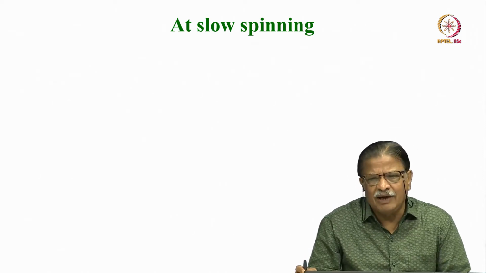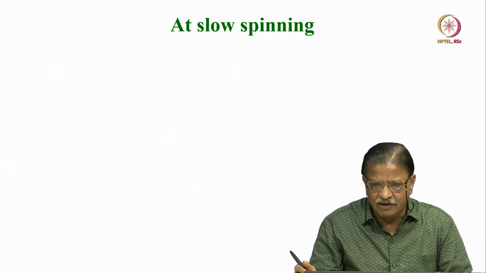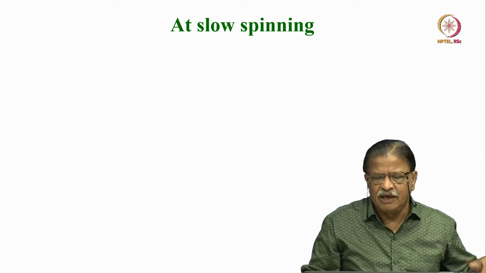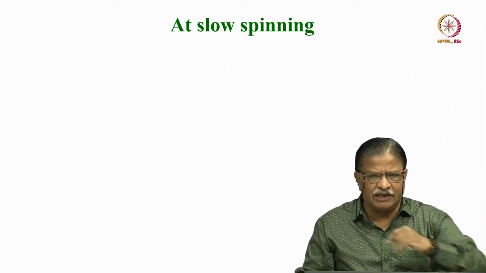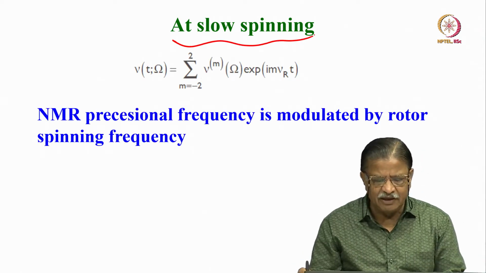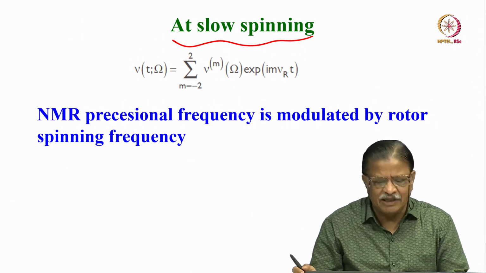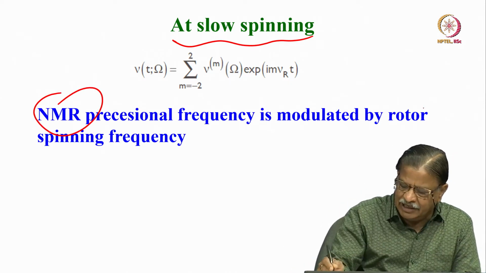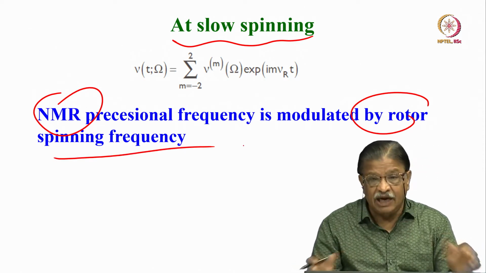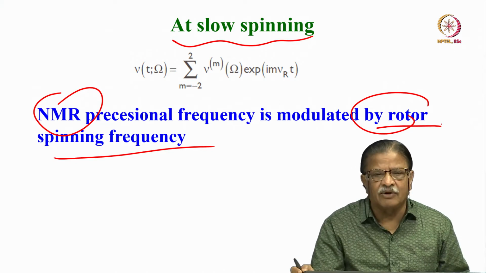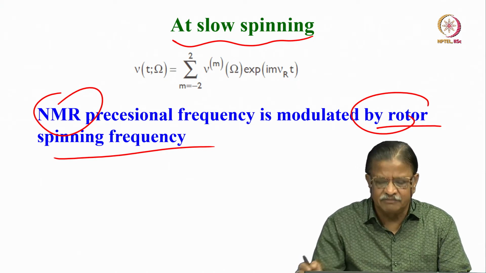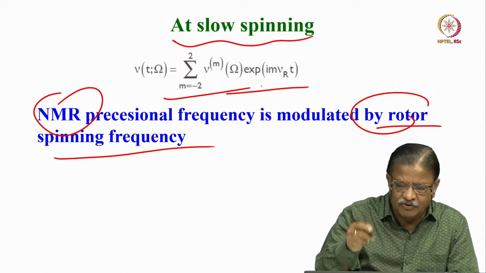Now what happens if I spin at different speeds? I need to have a certain spinning speed, I will come to that later. Supposing I have a very slow spinning, I showed you several examples. I have a rotor spinning at 5 kilohertz, 10 kilohertz, 30 kilohertz, 60 or 100 kilohertz, like that. If I start spinning at a slow spinning speed, then the precession in NMR frequency gets modulated by the rotor spinning frequency. It interferes. By this equation, I did not go into the details, do not worry, it gets modulated.